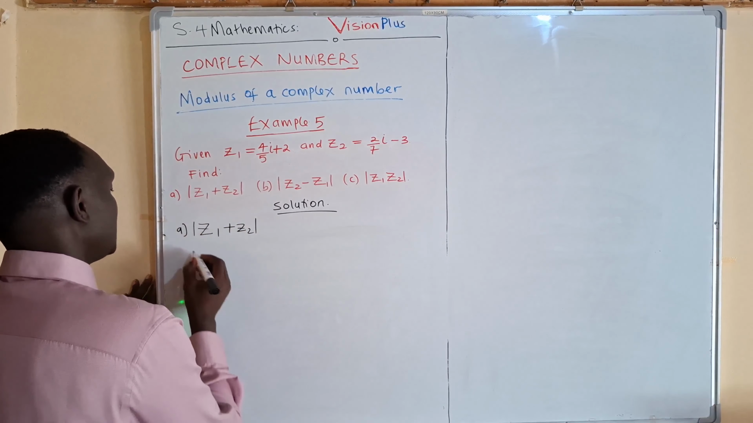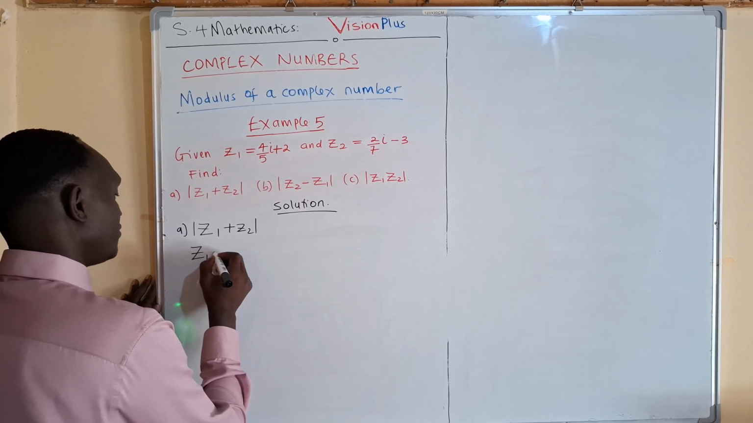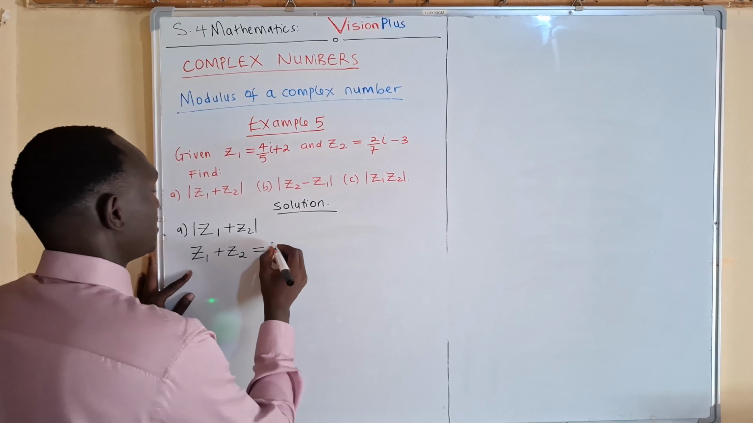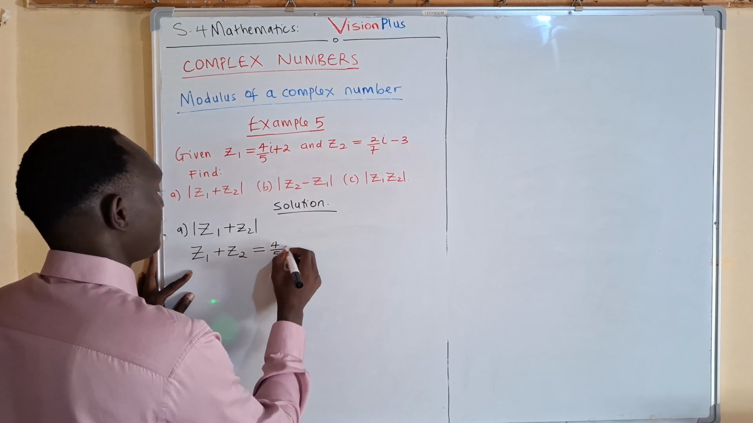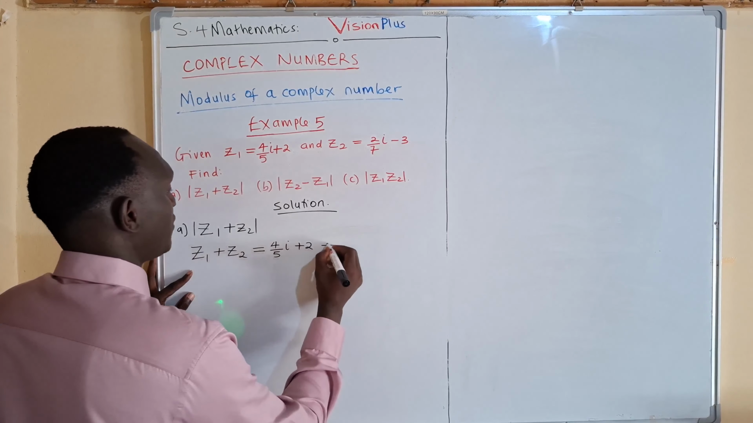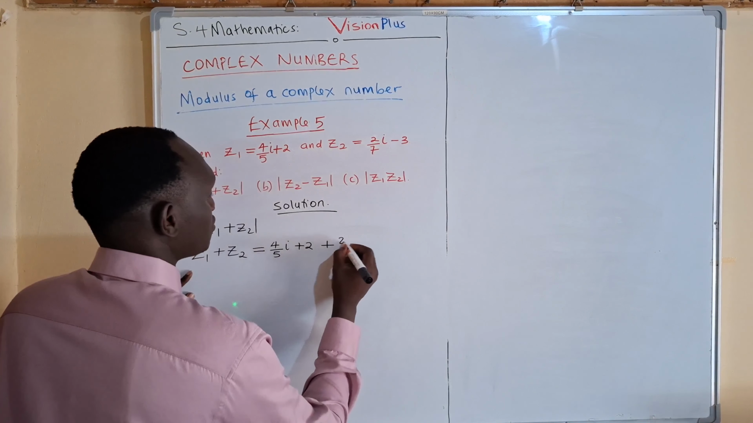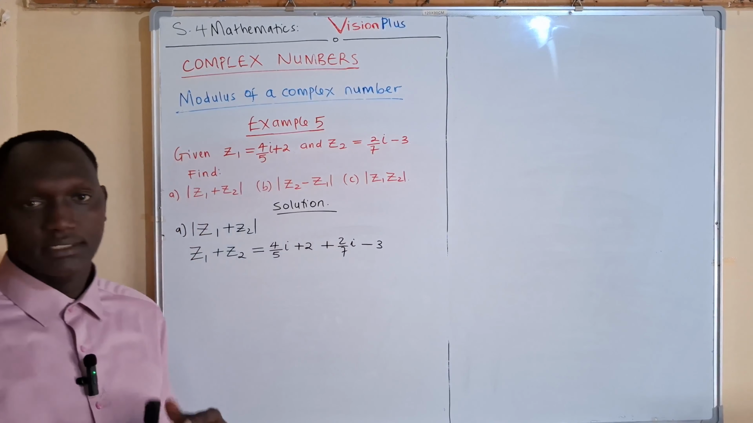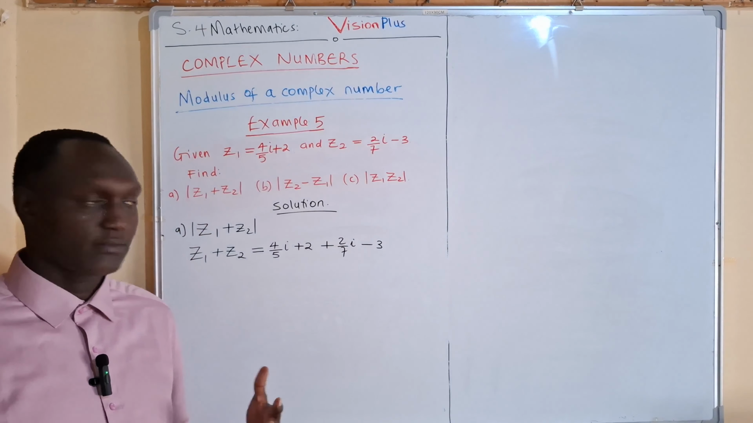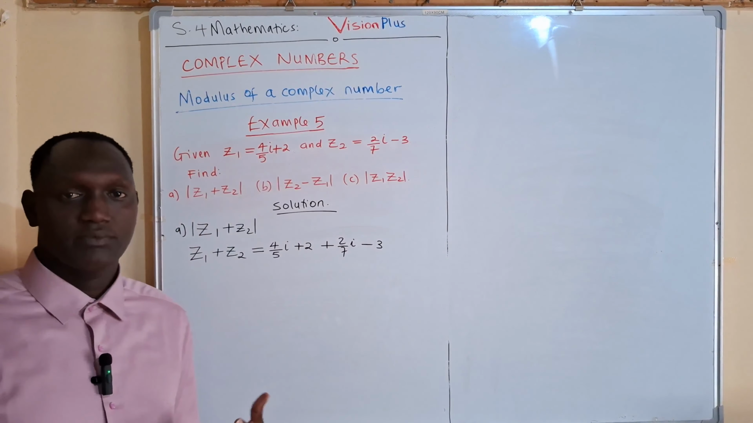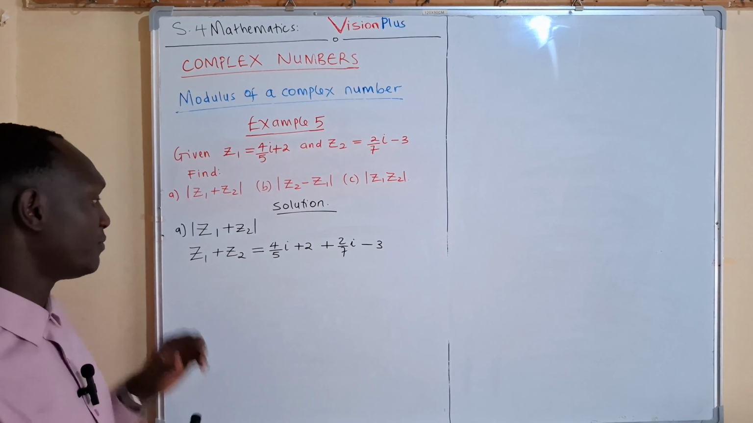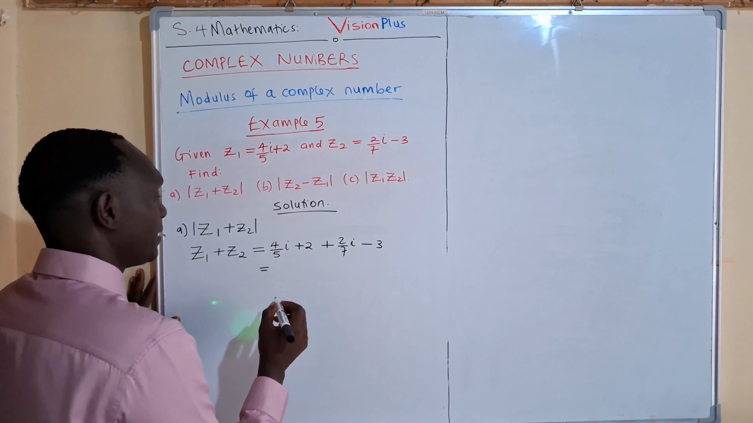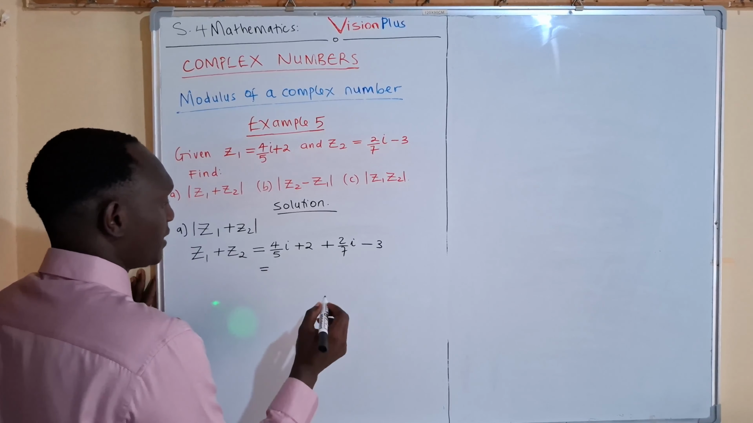Now the first step is let's first get the value of Z1 plus Z2, which is the same as we substitute for Z1, which is 4 over 5 i plus 2, but we are adding it to Z2, which is 2 over 7 i minus 3. Yes, the numbers can be fractions, can be decimals. So we just need to follow the principles and the laws that we use in addition of complex numbers. We add the real numbers together and the imaginary numbers together, so the order does not matter.